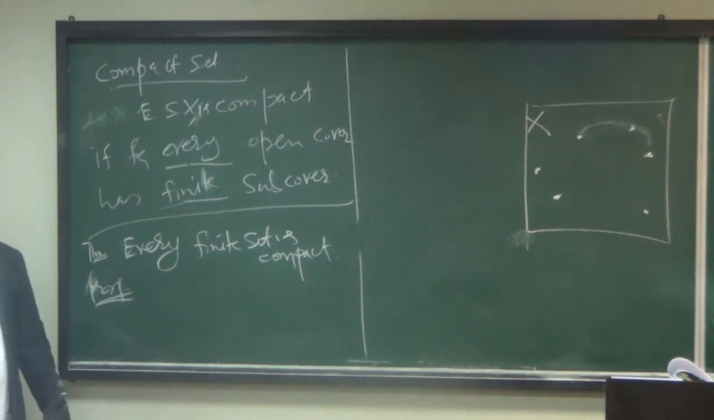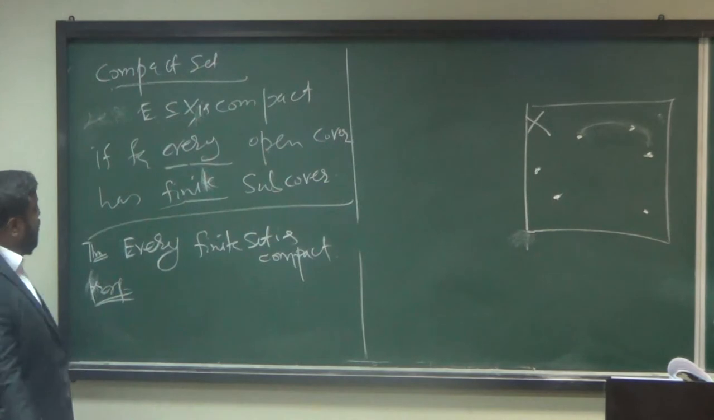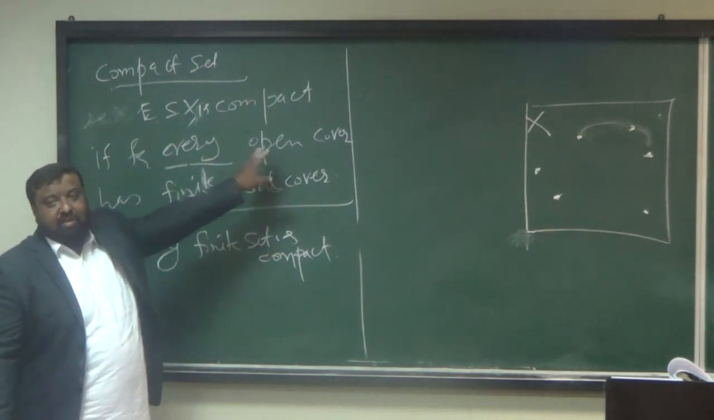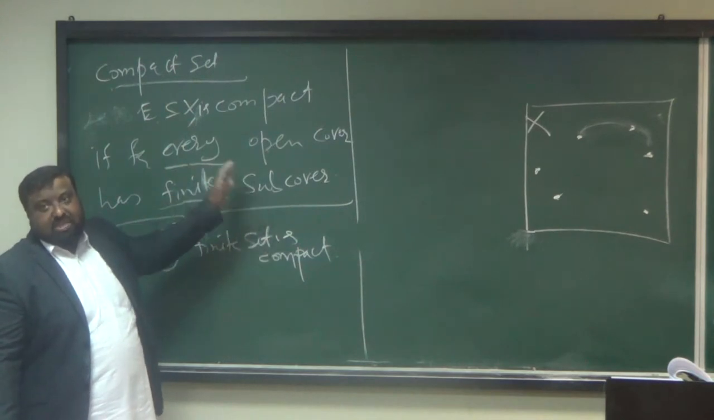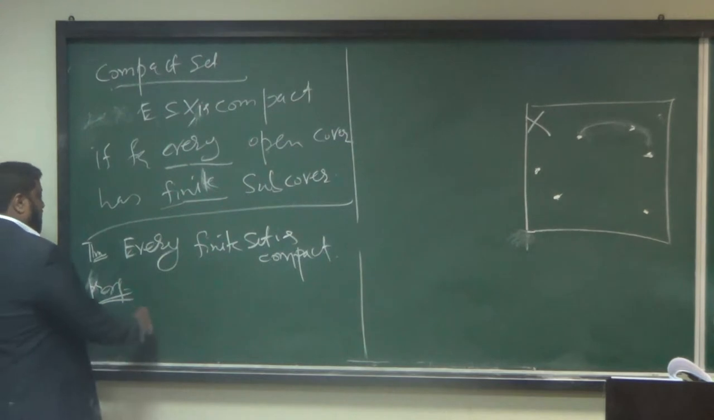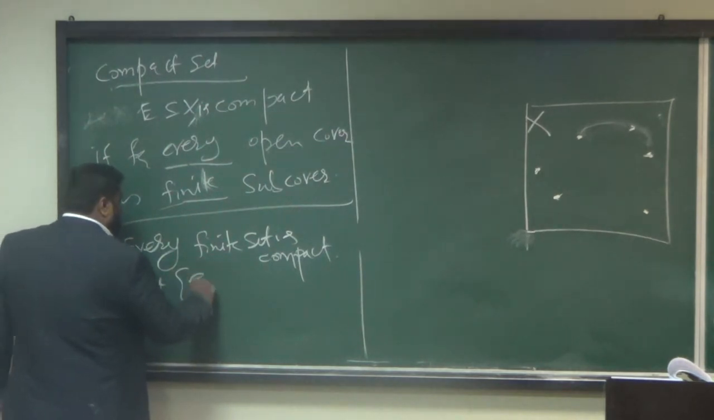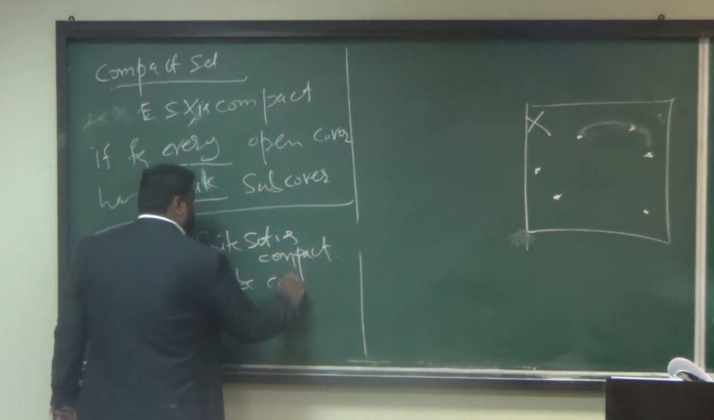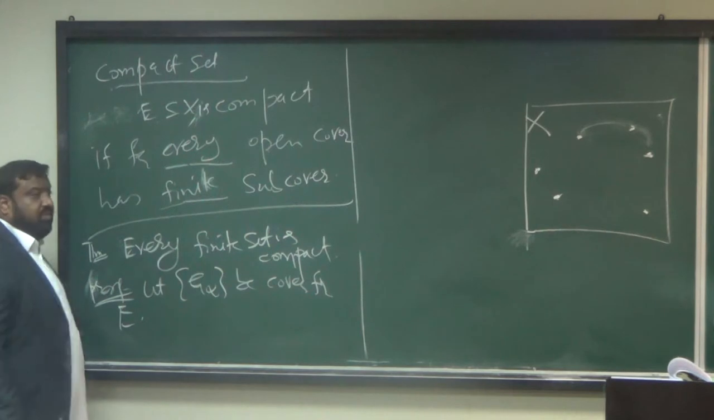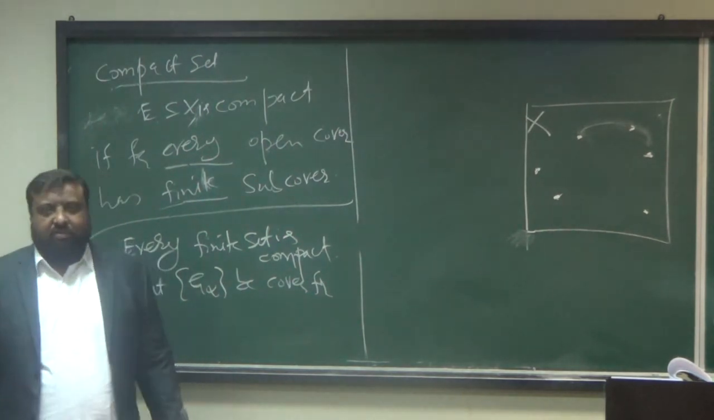Okay. So we need to show, actually, if it is compact, we need to take an arbitrary open cover and you show that it must have a finite subcover. Okay? So let G alpha be a cover for E. And give me a finite subcover. What do you think?